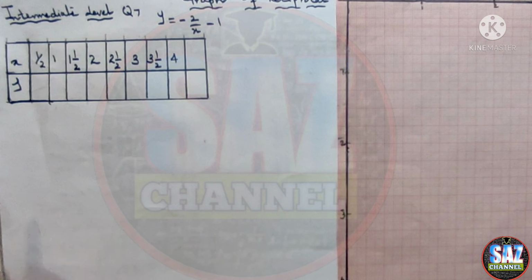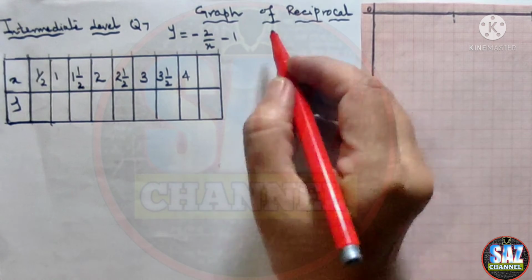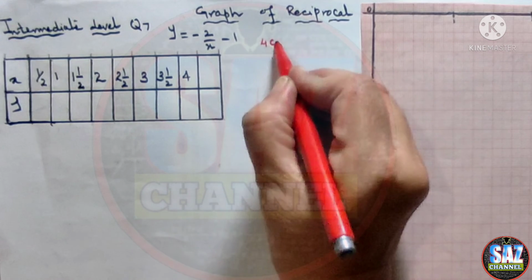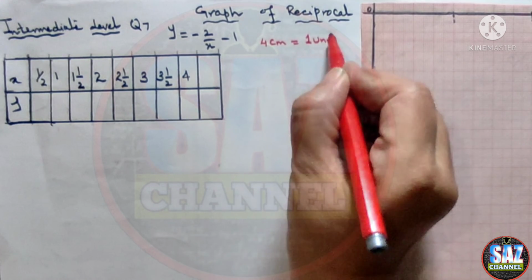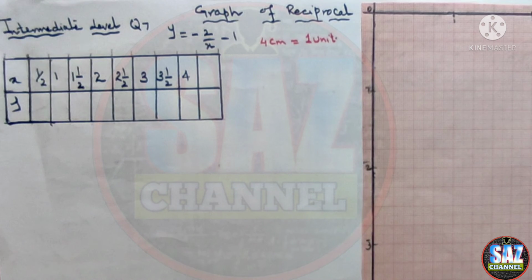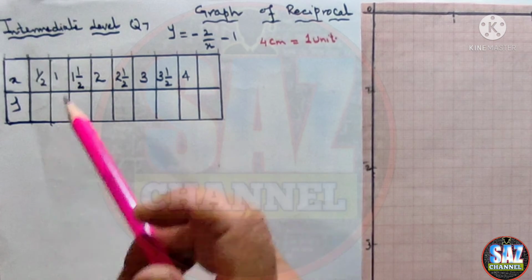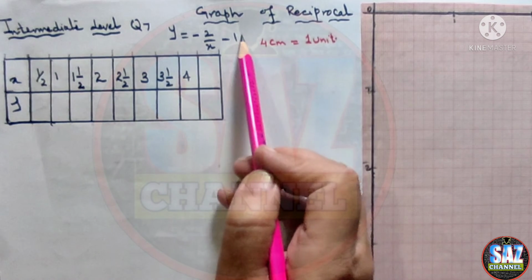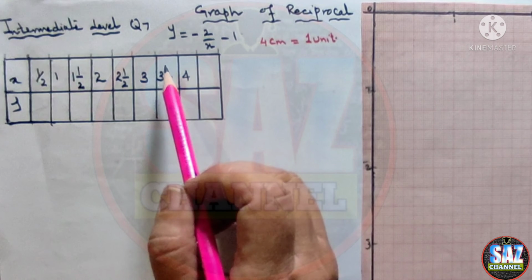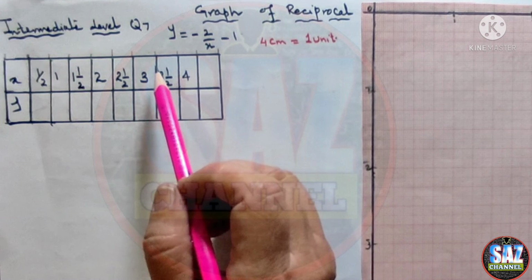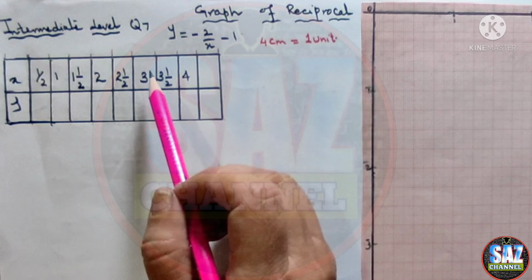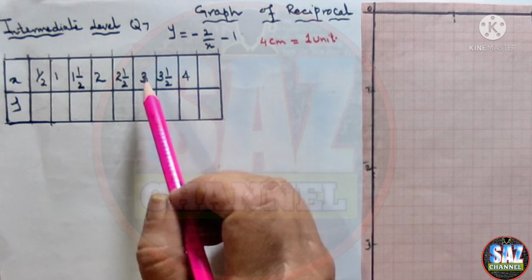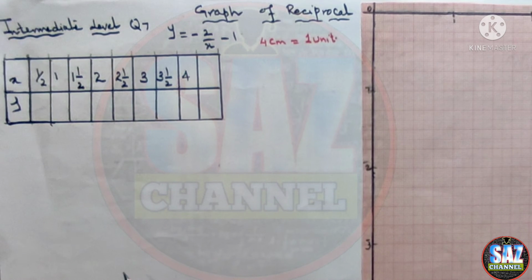Question 7 says that using the scale 4 centimeters equals 1 unit on both axes, we have to draw the graph of y equals minus 2 by x minus 1 for x lies between half and 4. And after drawing the graph, we have to find the value of y when x is 2.5 and the value of x when y is minus 2.6. So we will be talking about those later.